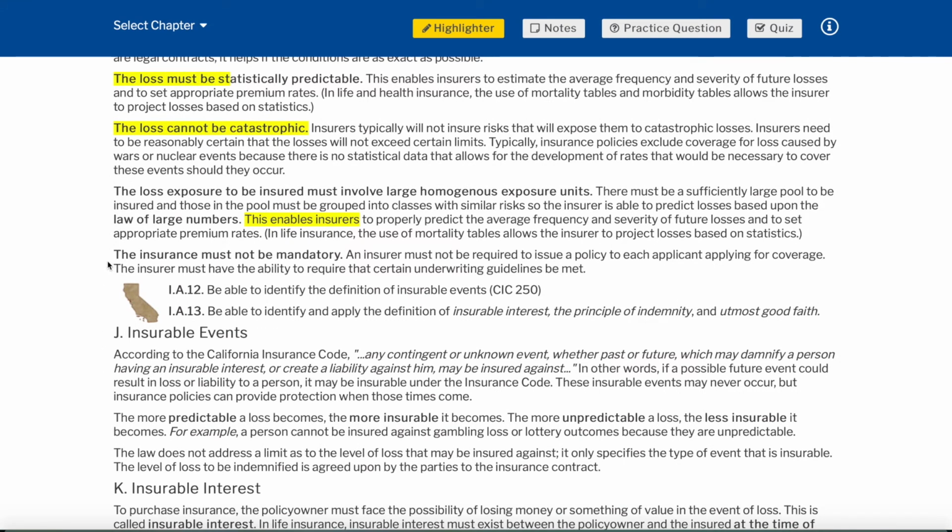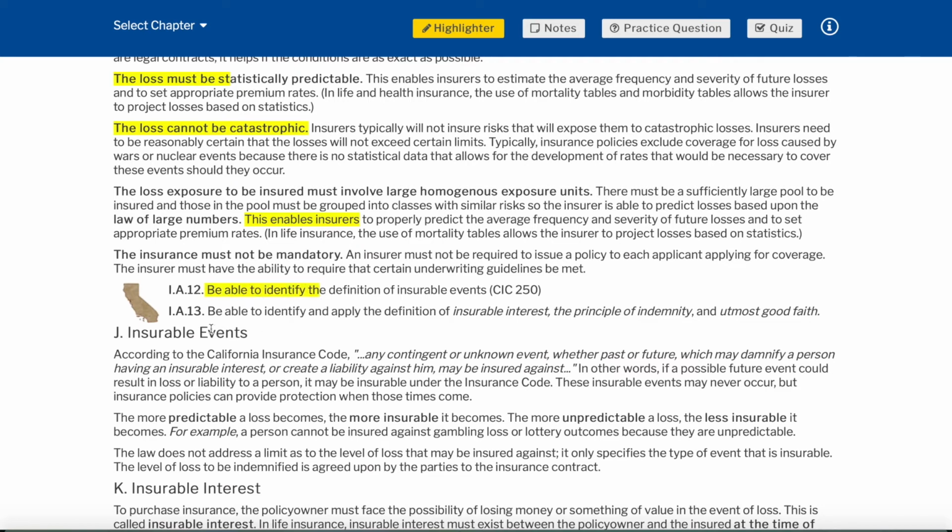The insurance must not be mandatory. An insurer must not be required to issue a policy to each applicant applying for coverage. The insurer must have the ability to require that certain underwriting guidelines be met.